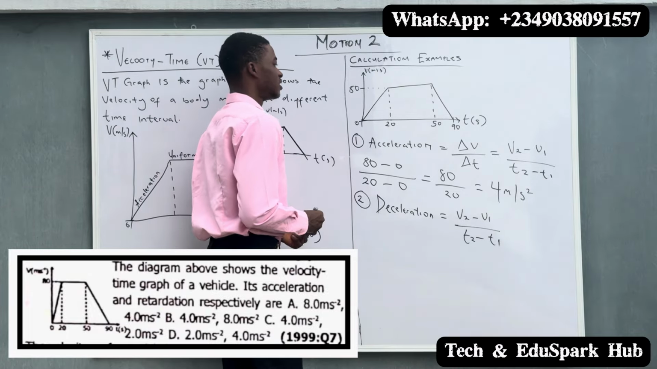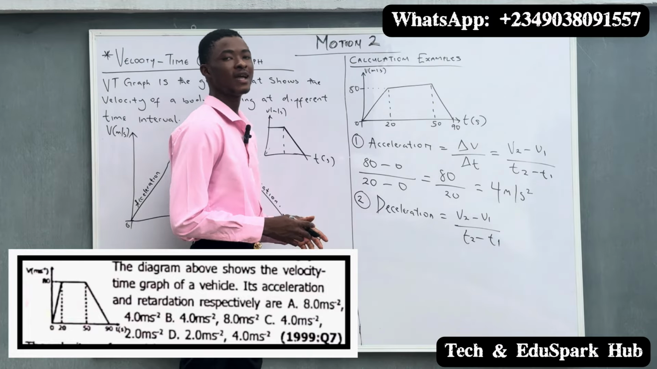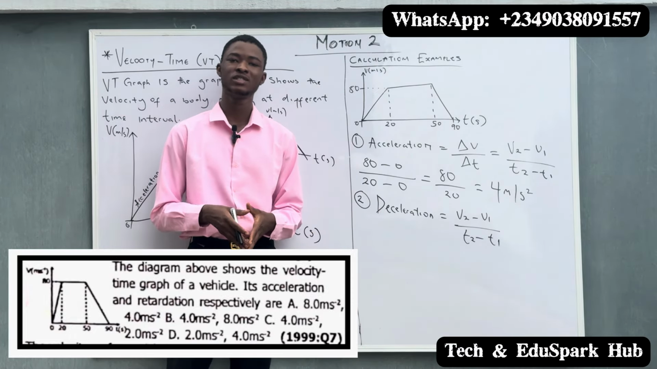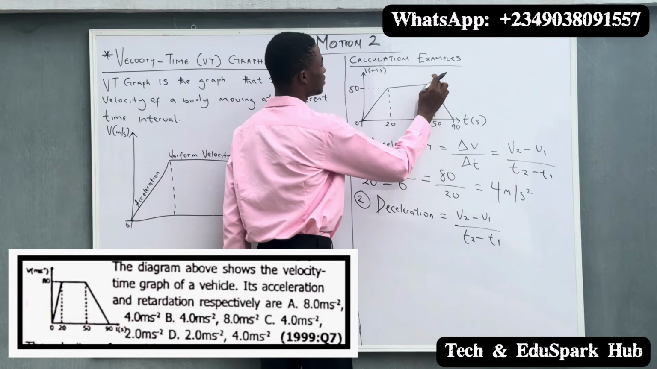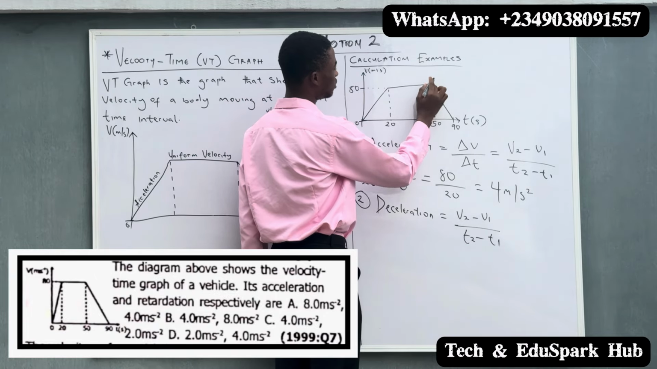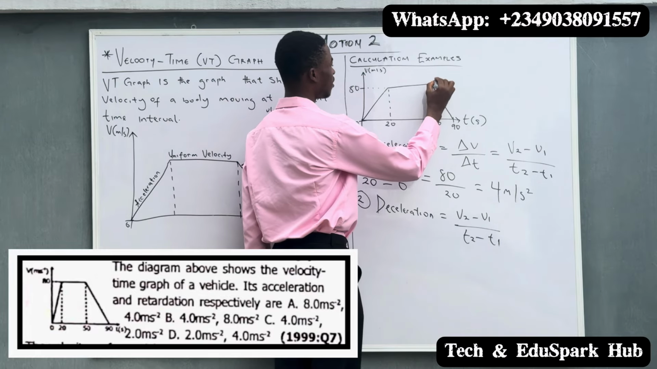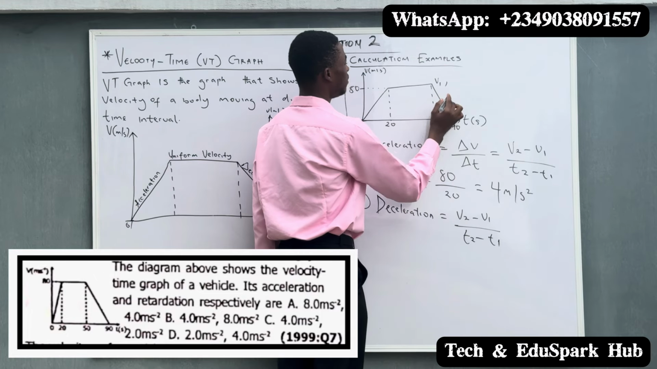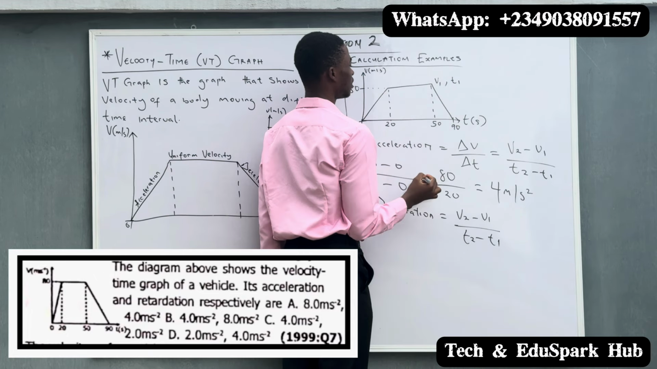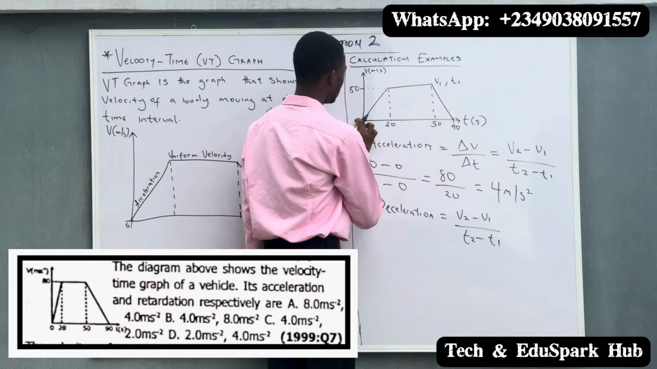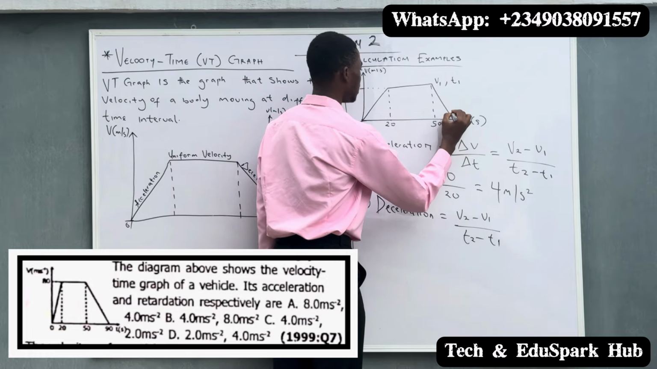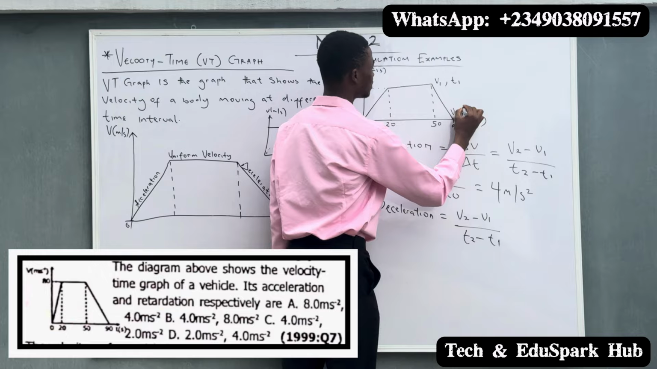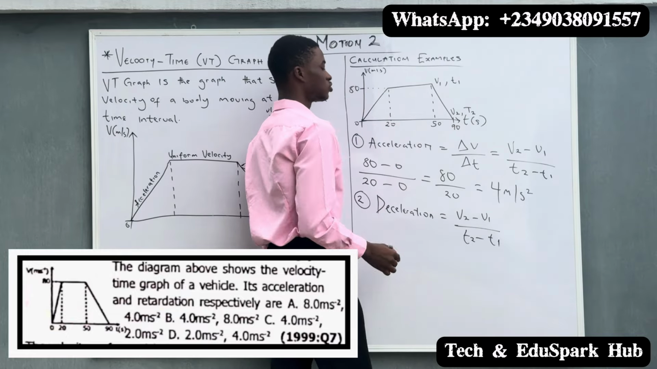So let's see if this will give us a negative acceleration. Our V2 in this case is the final velocity of the body as it decelerates, while our V1 is the initial velocity when the body starts to decelerate. This point is when the body starts to decelerate, so we have our V1 here, and this 50 is the time it takes before the body starts decelerating, so we have our T1. While this point is when the body stops decelerating, which is our final velocity, and our final time, T2.